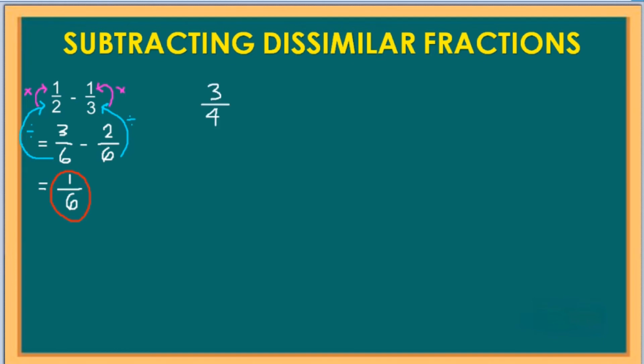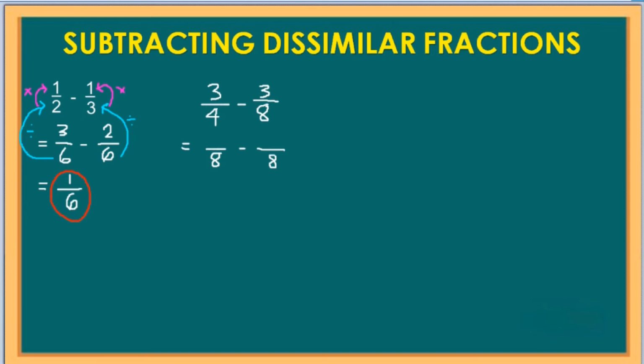Another example, 3/4 minus 3/8. We also have unlike denominators or different denominators. 3/4 and 3/8 are dissimilar fractions. So we will still get the LCD of 4 and 8. The least common denominator, the least common multiple of 4 and 8 is 8. By the way, kids, LCD and LCM are just the same.